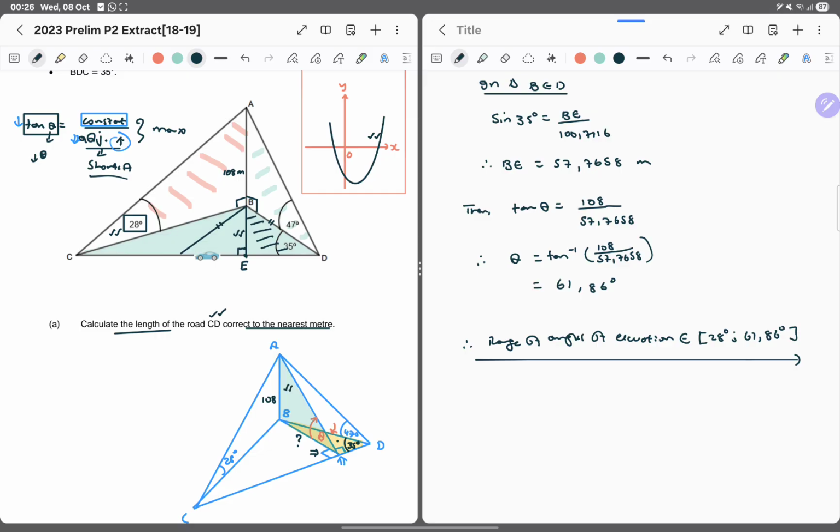Or at least one can write minimum 28 to a maximum of. See, there are many ways of writing this very same thing, so you don't really have to have a problem. Okay, you can just say angle of elevation is from a minimum of 28 degrees to a maximum of 61.86 degrees. Done.